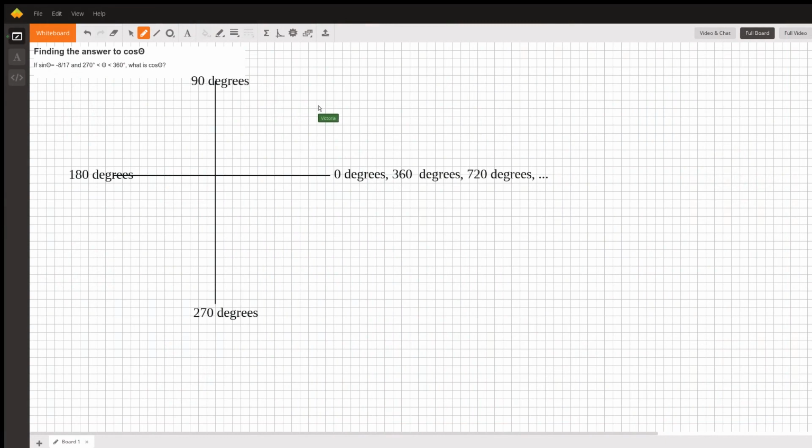We're going to find the answer to the cosine of theta, given the sine of theta and being told that theta is between 270 degrees and 360 degrees. So I have a grid here, and if we start here on the x-axis, this is always considered 0 degrees in algebra or calculus.